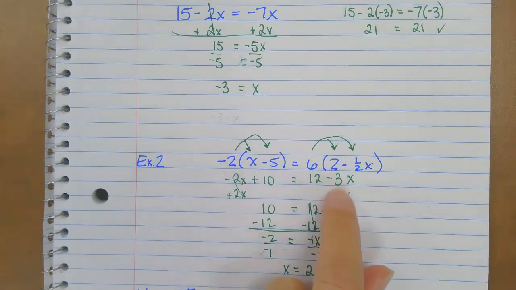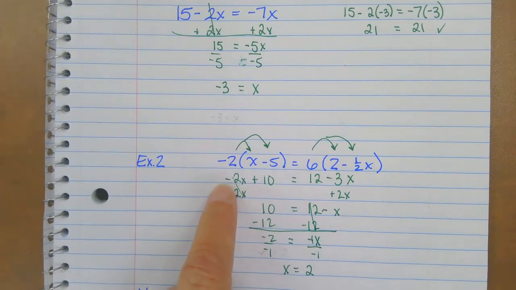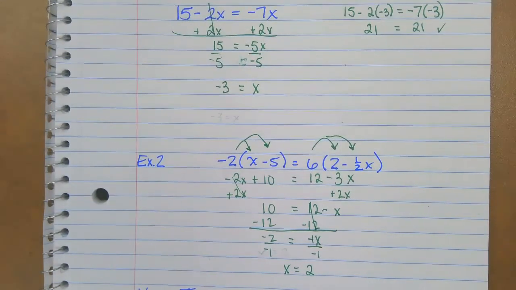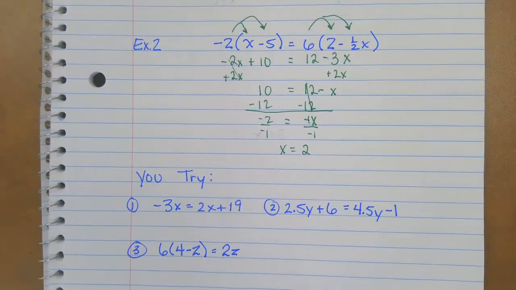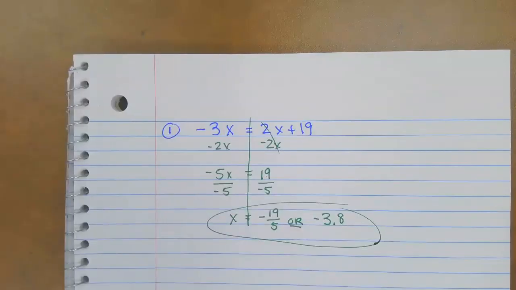Okay, we could have also done the other. If we would have done this one and we would have added 3x, we would have had a positive and not had to deal with that negative at the end. But either way, it would work, whichever side. Okay, so right now I want you to go ahead and pause, and I want you to try these.